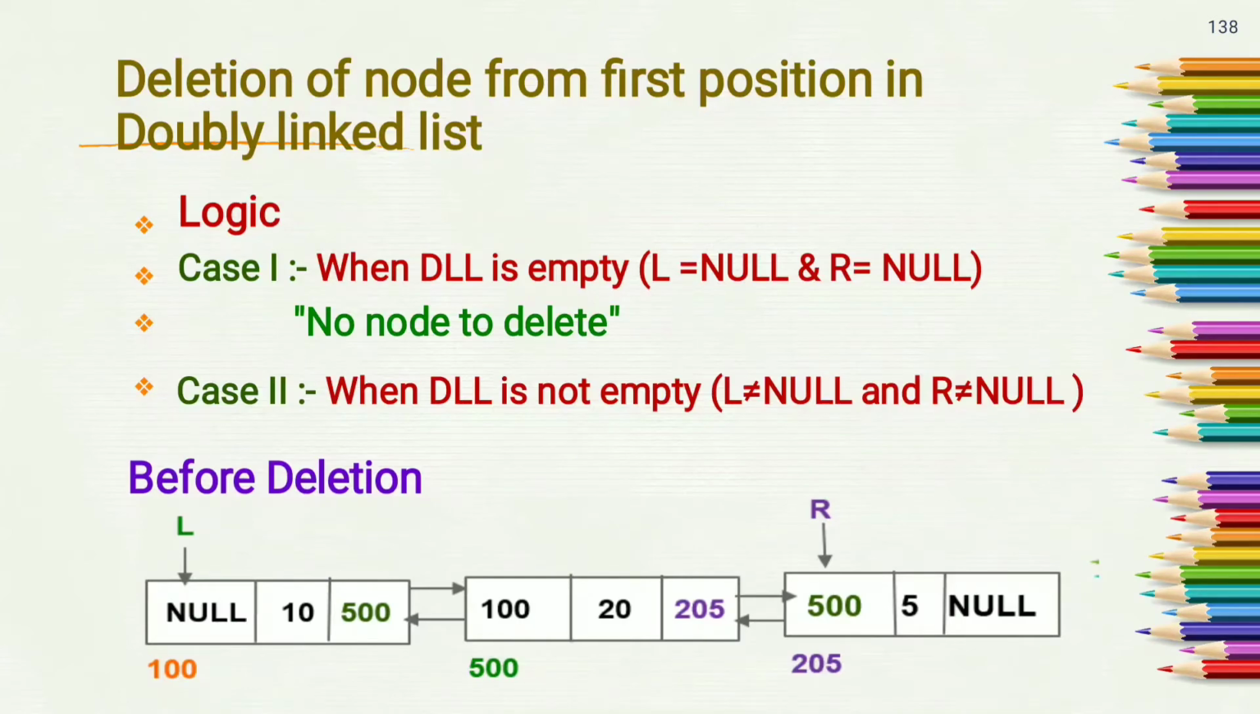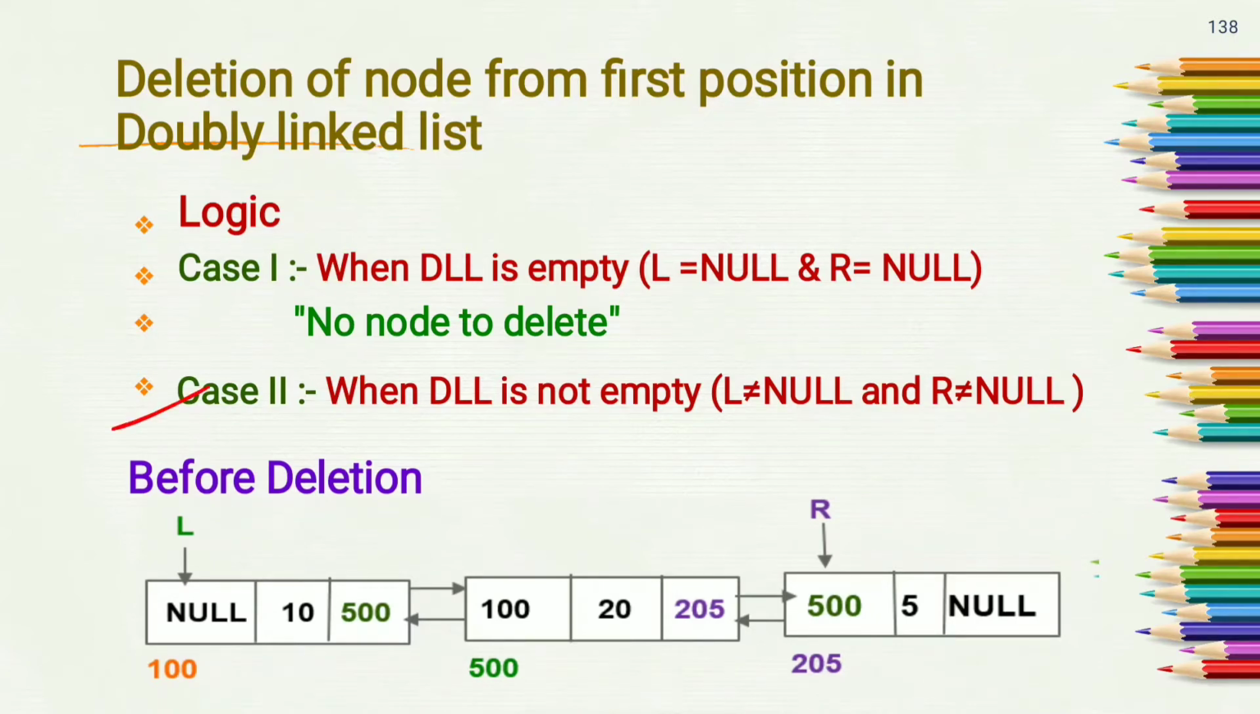First we will see how to delete first node from doubly linked list, then we will see how to write algorithm for it. Logic is case 1. When doubly linked list is empty, that means value of L and R is equal to null. Then we have to print no node to delete because there is no node available in doubly linked list.